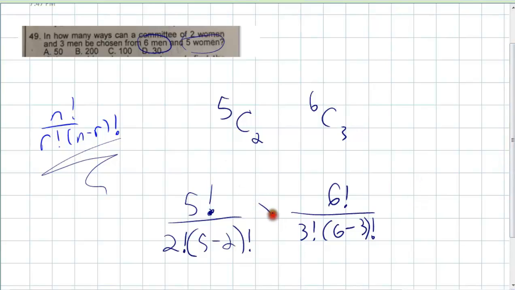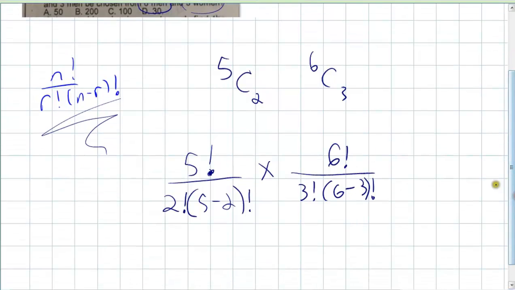Well, we multiply them. And so it takes some thinking, but essentially the number of ways that you can make the committee ends up being the multiple of both of these two multiplied together.